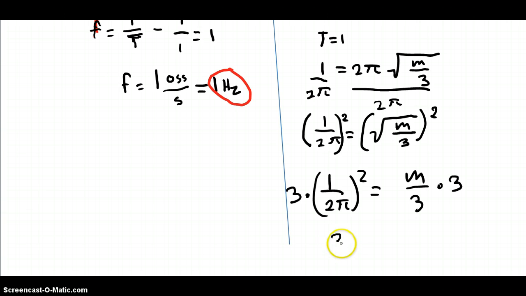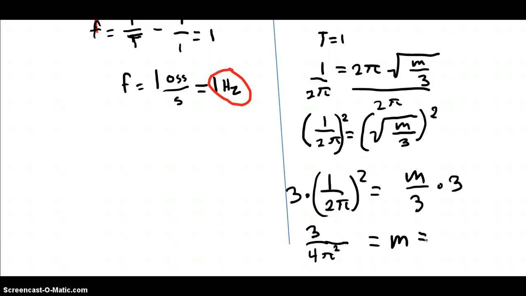Our final answer will be, let's go ahead and erase that. The mass will be 3/4 pi squared. If you want to do that on your calculator, I'll type it in here real quick on mine so I can give you the answer. 3 divided by 4, and make sure on your calculator, whenever you're typing this out, make sure to put 3 divided by 4 divided by pi squared.